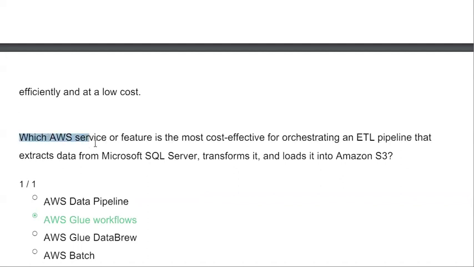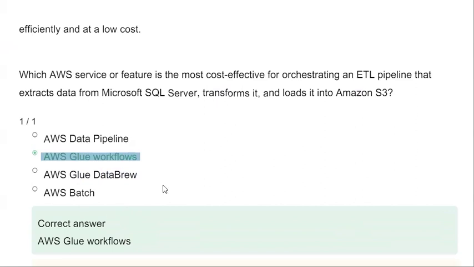So now the question is, which AWS service or feature is the most effective for orchestrating ETL pipelines that extract data from Microsoft SQL, transform it and load it to S3? For that, you have an option, that is Glue Workflows. Why not DataBrew? You use DataBrew for PII, personal identifiable information, whereas for managing your ETL jobs, you need to use Workflows. So that is the correct option for this question.